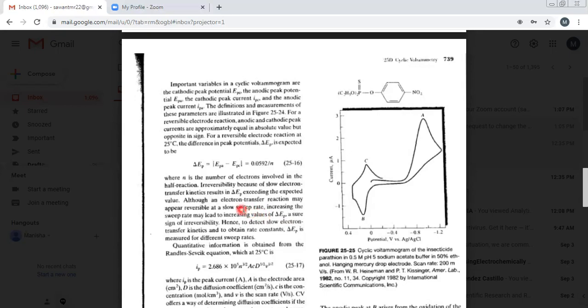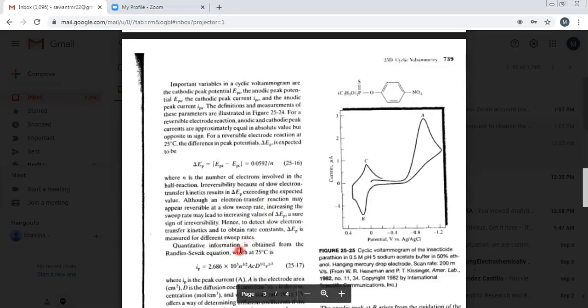Increasing the sweep rate may lead to an increasing value of delta EP. Slowing down will decrease the delta EP. This is a sure sign of irreversibility. Hence, to detect slow electron transfer kinetics and to obtain the rate constant, delta EP is measured for different sweep rates.